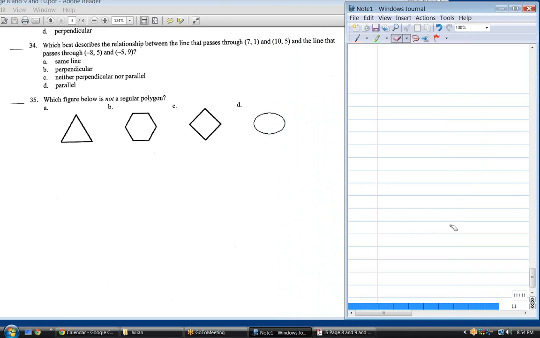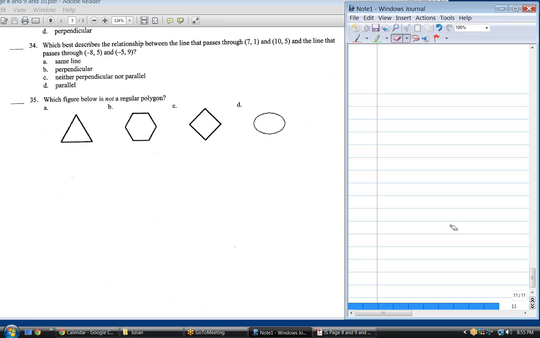I don't know. All right, which best describes the relationship between the line that passes through those 2 points and the line that passes through those 2 points? 7 and 1 and 10 and 5. Okay, what's our goal here? To find the slope. Yep. What's the slope of the first line?